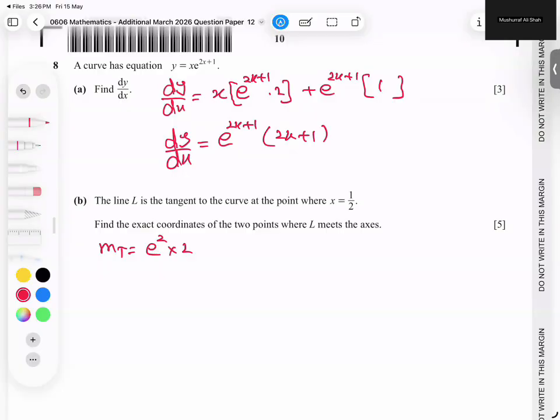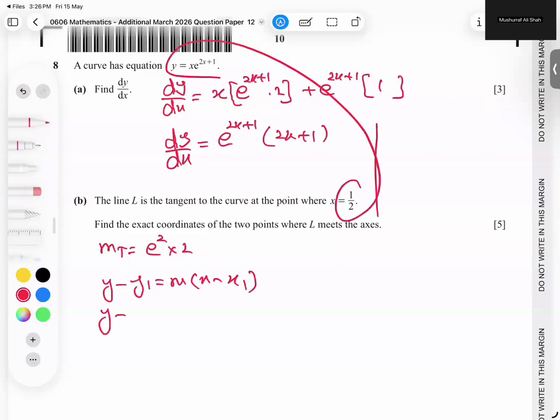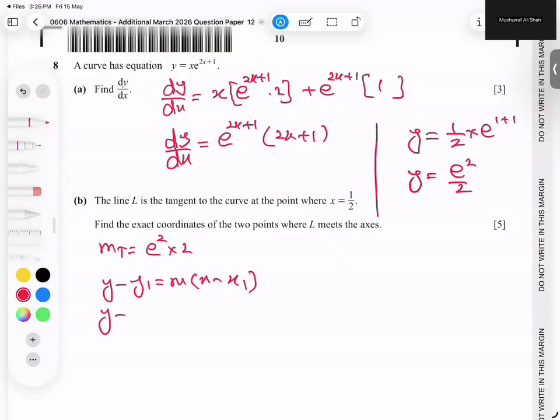And now the formula for the equation of the tangent is y minus y1 equals m times x minus x1. But can I plug in directly? No, because I don't have the y coordinate. For the y coordinate, I will plug into the top equation. So x, I'm replacing by half, and the e to the power cancels out, I get 1 plus 1. So basically, I'm getting e square over 2. So I'm putting now e square over 2. The m value is 2e square, and the x1 value is a half.